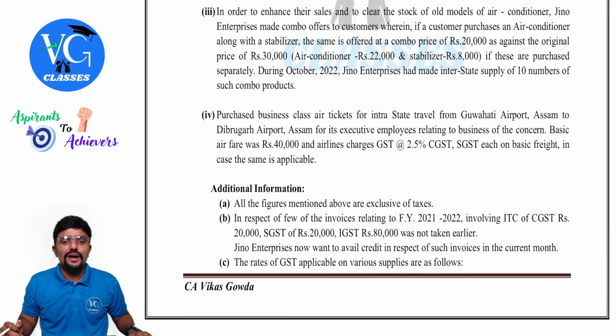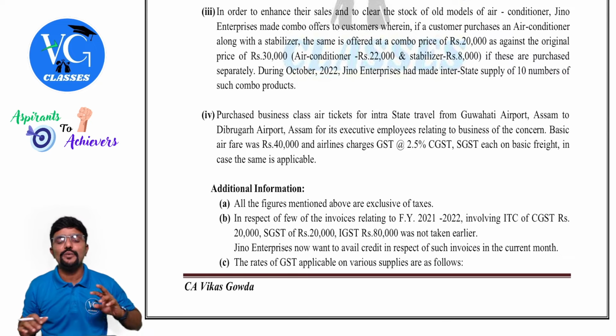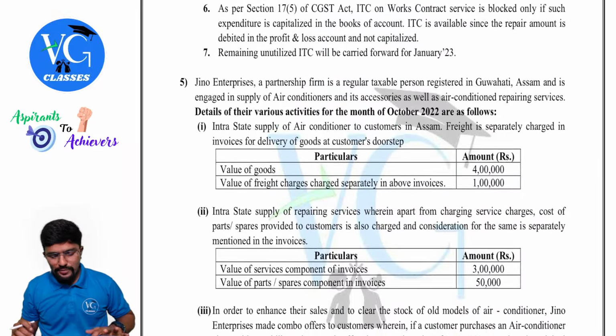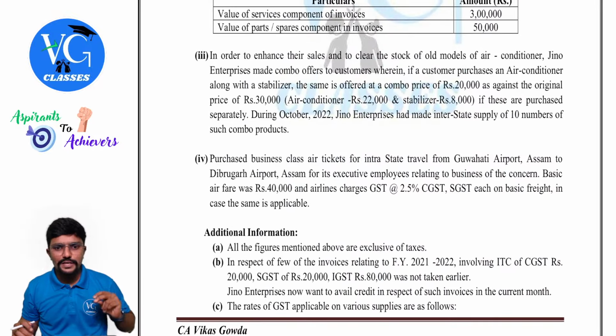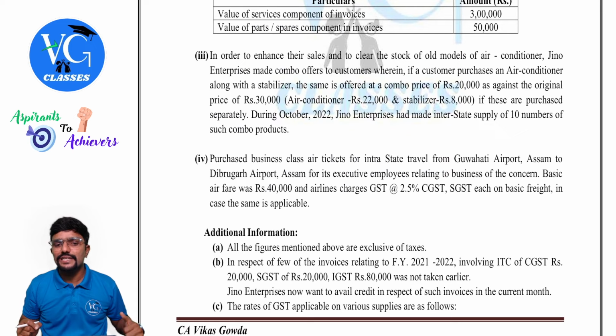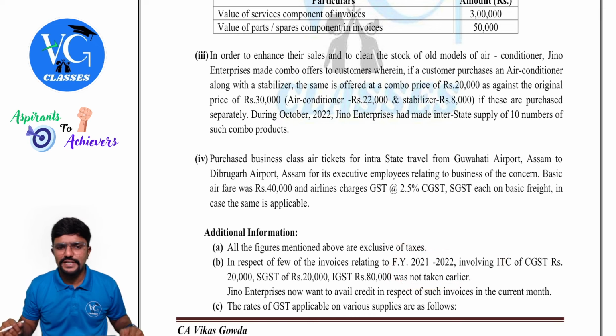Additional information. All the figures mentioned above are exclusive of taxes. In respect of few of the invoices relating to financial year 21-22, we are in which month now? October 22. Okay, so they are talking about last financial year, guys, involving ITC of CGST 20,000, SGST 20,000, IGST 80,000, which was not taken earlier. So this credit was not claimed in the last year, it seems. That is what they are telling.